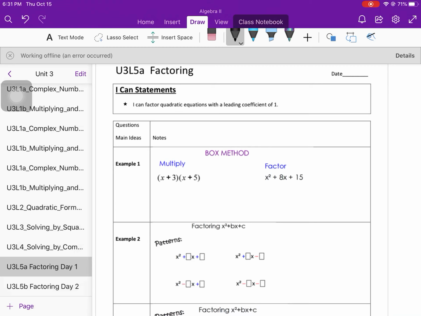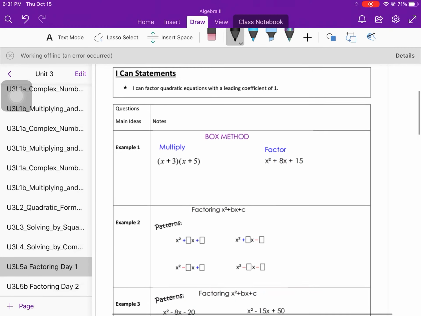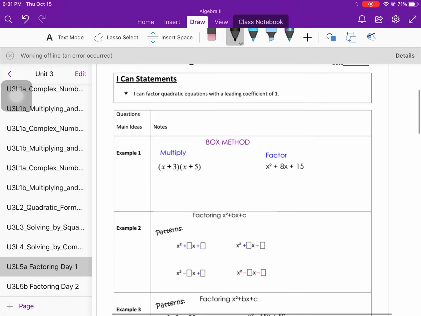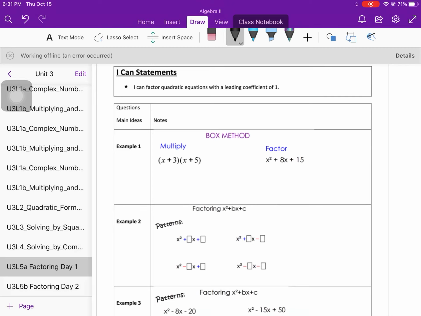So today we're talking about factoring, which you've definitely seen in the past. There's so many different scenarios for factoring though, so it's just one of those concepts that the more we practice, the better we get with it. So our goal is to be able to factor in all these different types of situations.